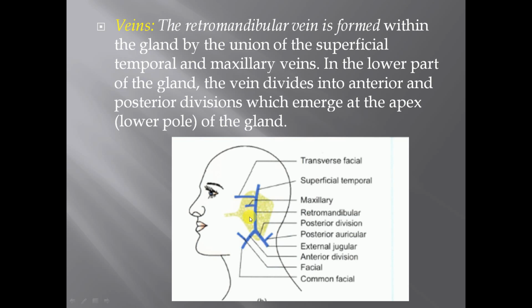So your retromandibular vein is formed within the gland by the union of your maxillary vein and the superficial temporal vein, and it is divided near the apex into two divisions, the anterior division and the posterior division.